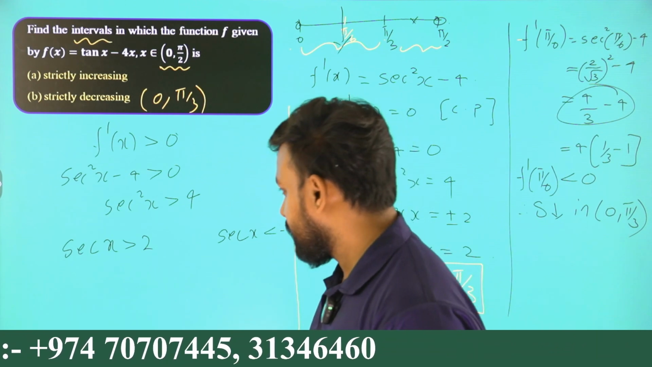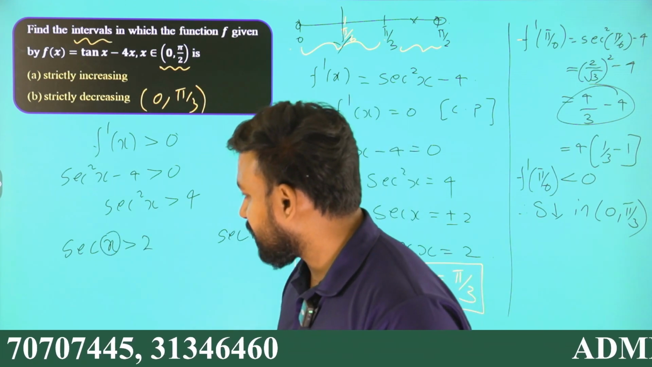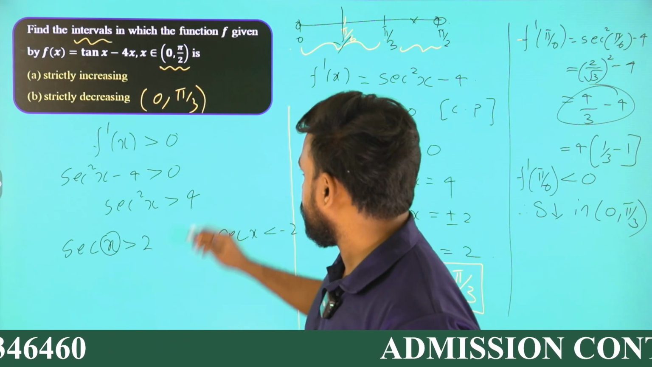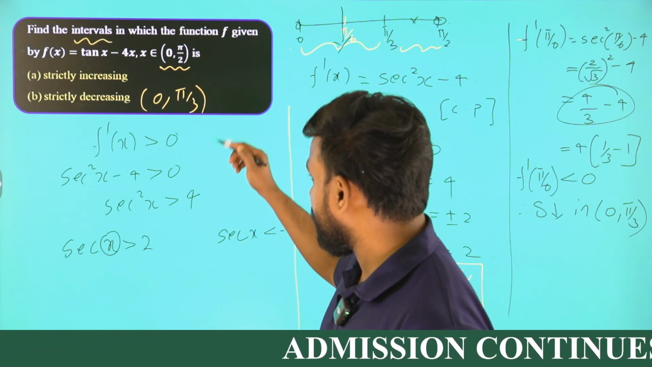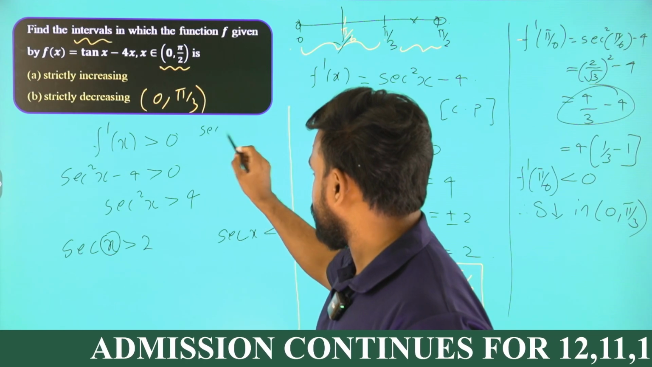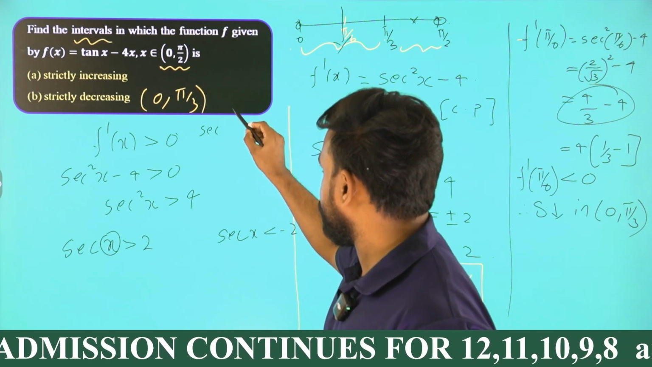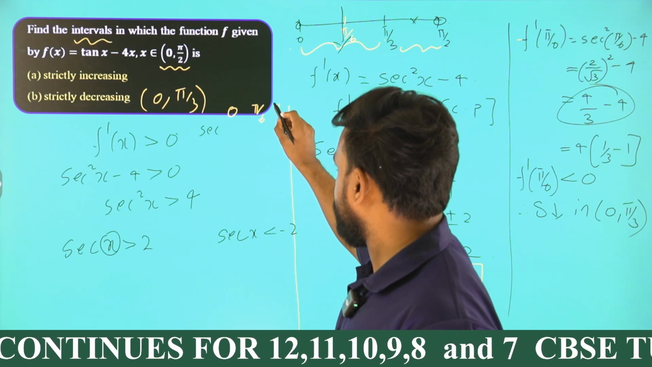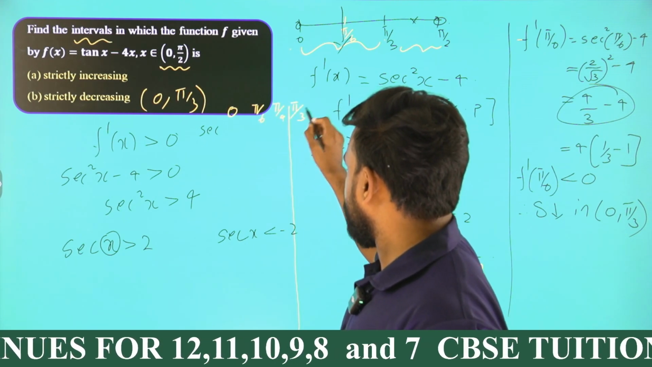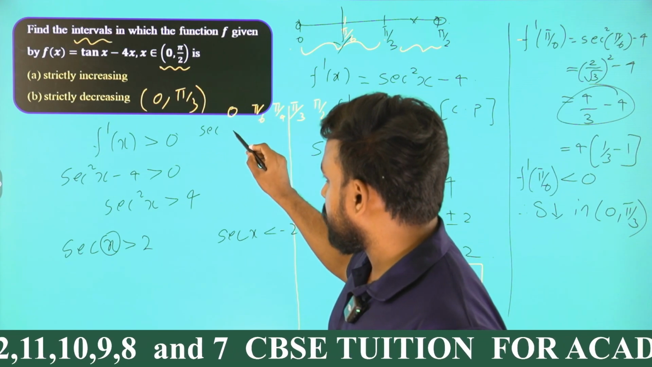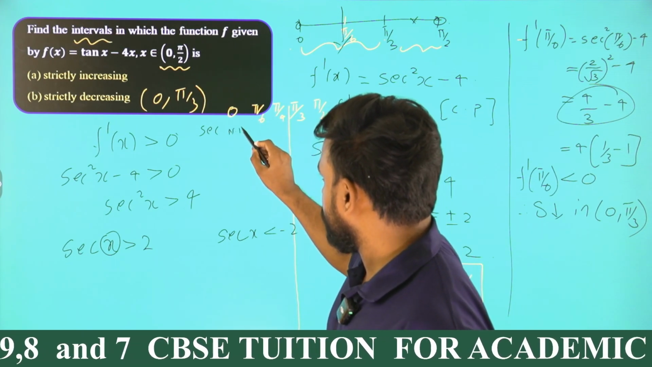Two possibilities. When sec x is greater than 2, listen, what is the value of sec here? You know sec is starting from sec 0, sec pi by 6, sec pi by 4, sec pi by 3, sec 90. Ready? Sec 0 is what? It's not defined. Sorry.